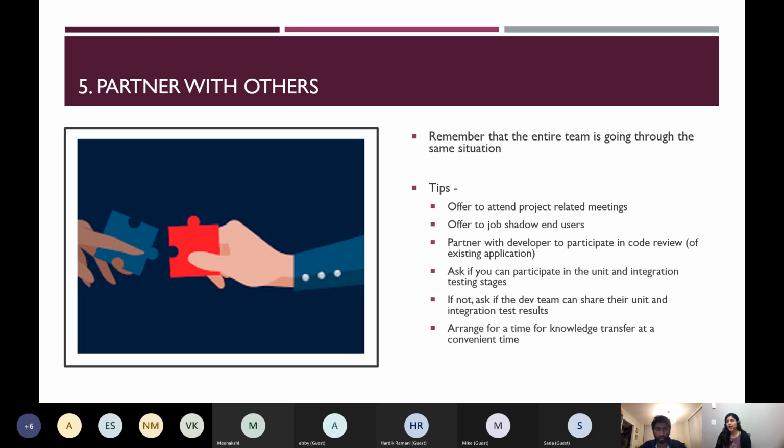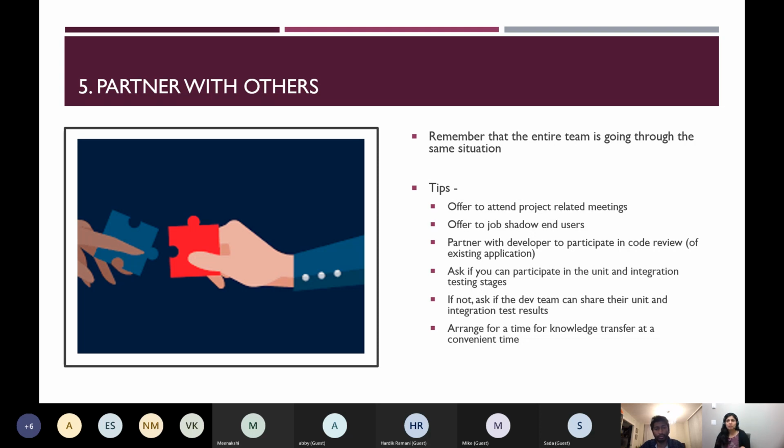All right. Partner with others. And this is something also that I've seen work very well. People are really receptive if we try to reach out to them and try to understand how we can gather information about the application that we plan to test. As I mentioned, depending on what feature it is, what functionality it is, we partner with different people in the business, within the team to make it happen.